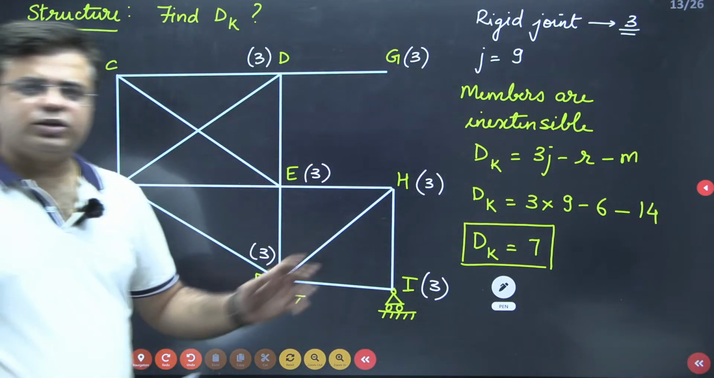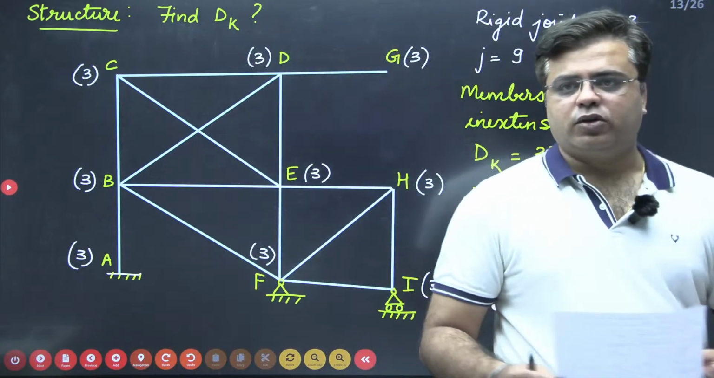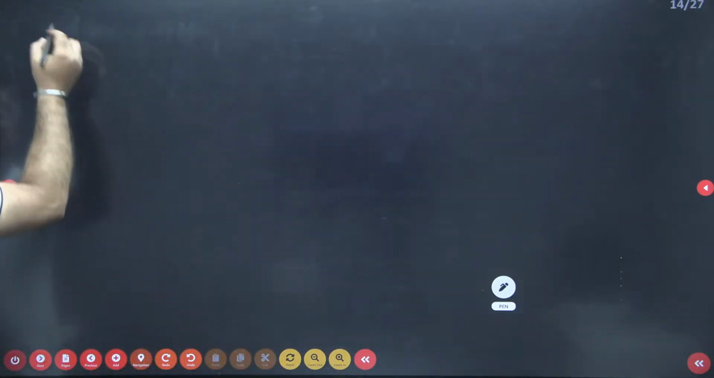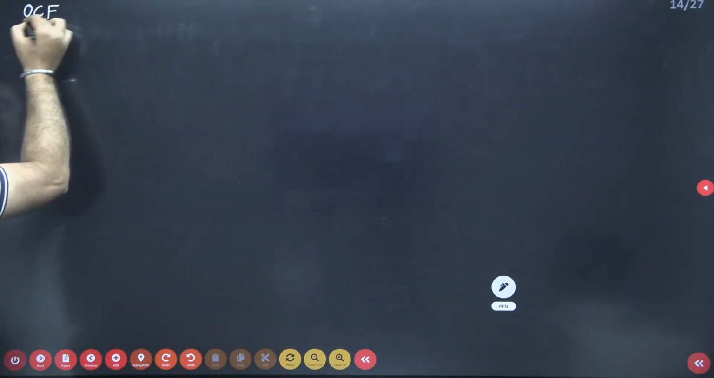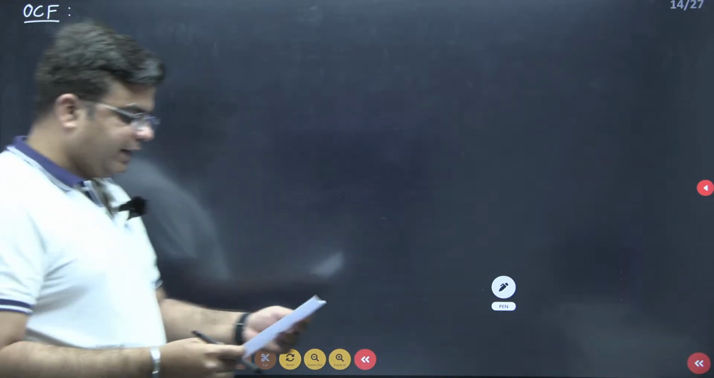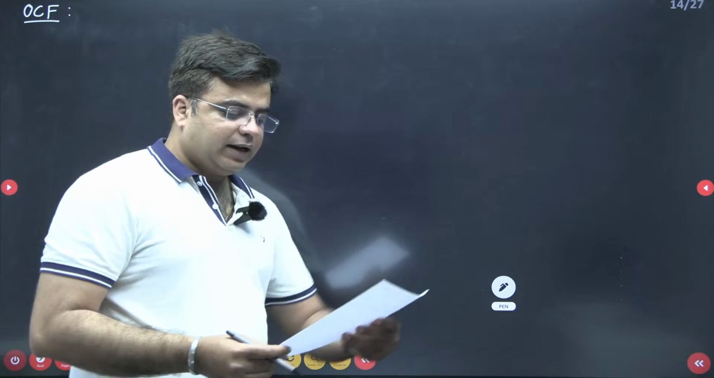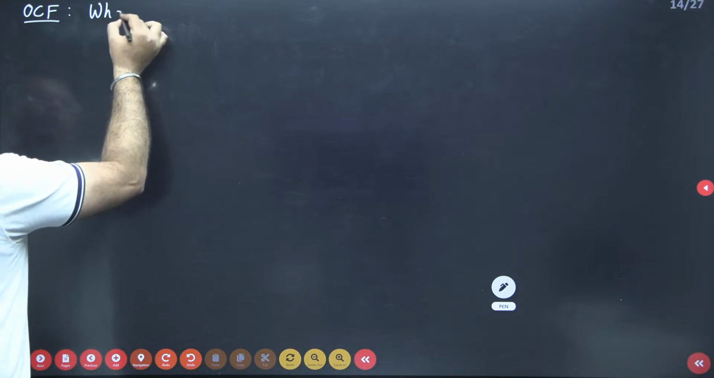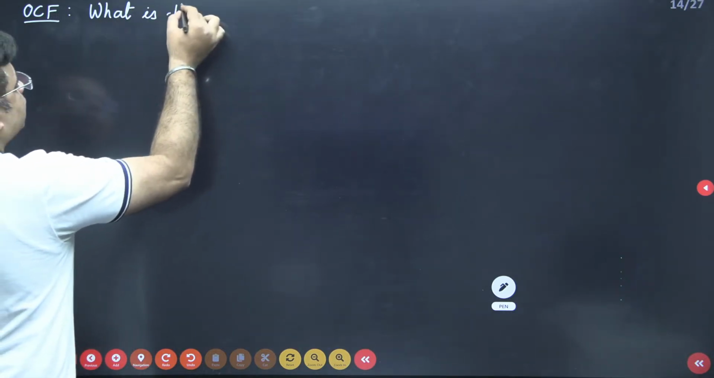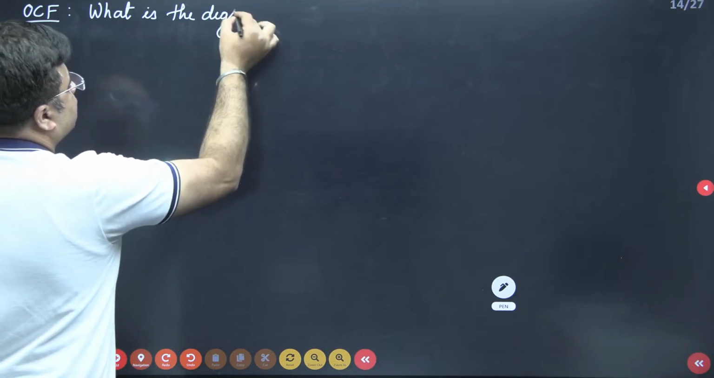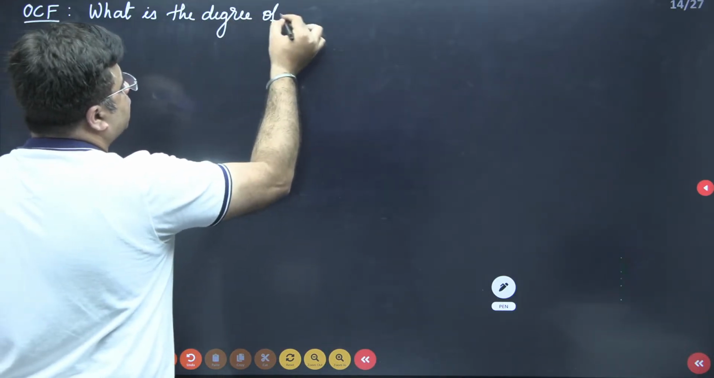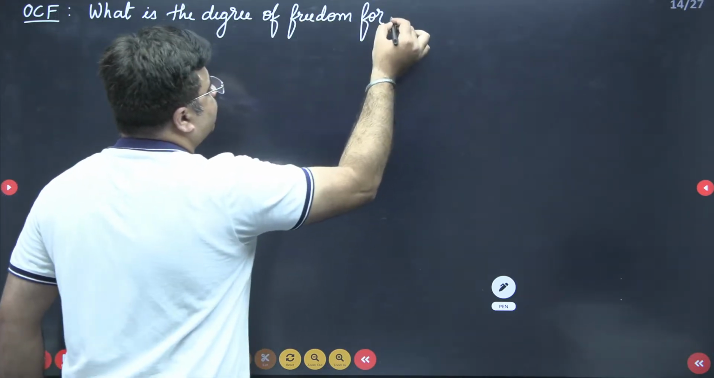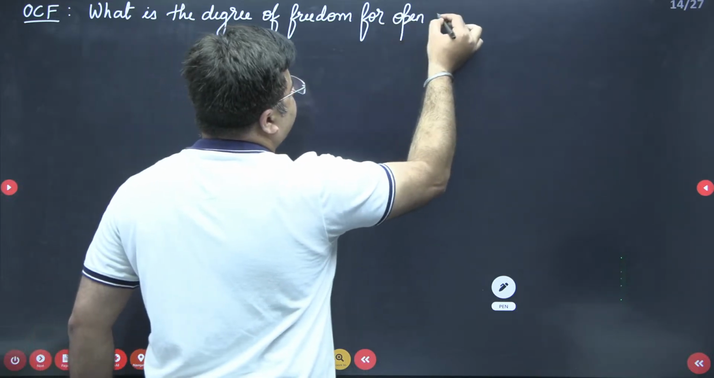It was a simple, easy question. I hope all of you have done this correctly. Okay, chalo, moving on to the next question. It's a theoretical question from open channel flow, which is asking what is the degree of freedom for an open natural channel?